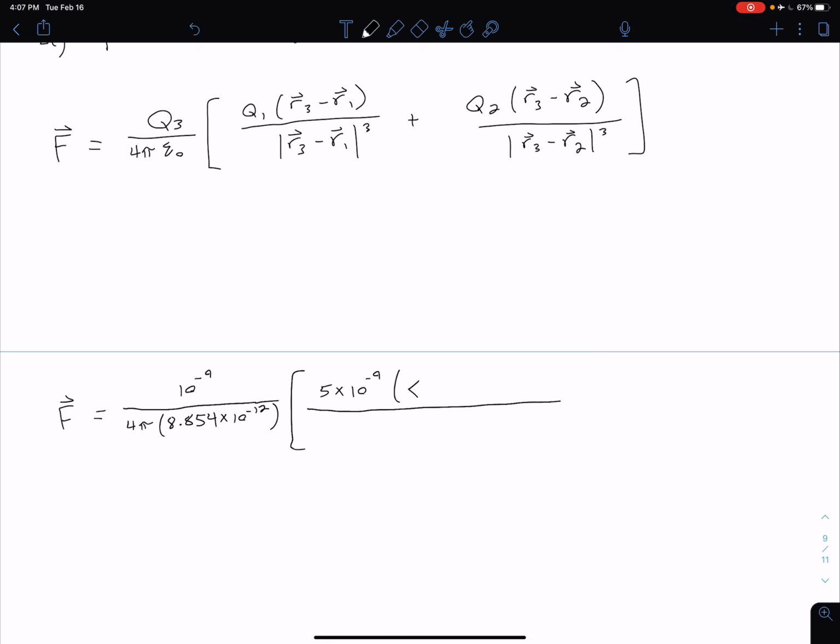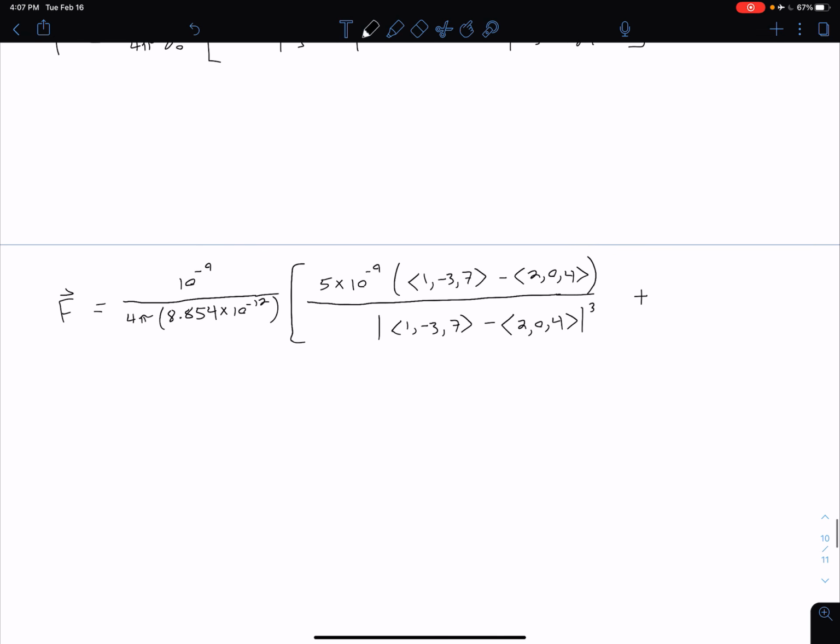So our R3 we said is 1, -3, 7, and we're subtracting from that 2, 0, 4. So again, we're going back to our vector algebra that we talked about before. And so I don't want to close that bracket just yet. And then we have the magnitude of that vector, so this 1, negative 3, 7, minus 2, 0, 4. So that magnitude cubed. And then our next term I'm going to have to put on the next line.